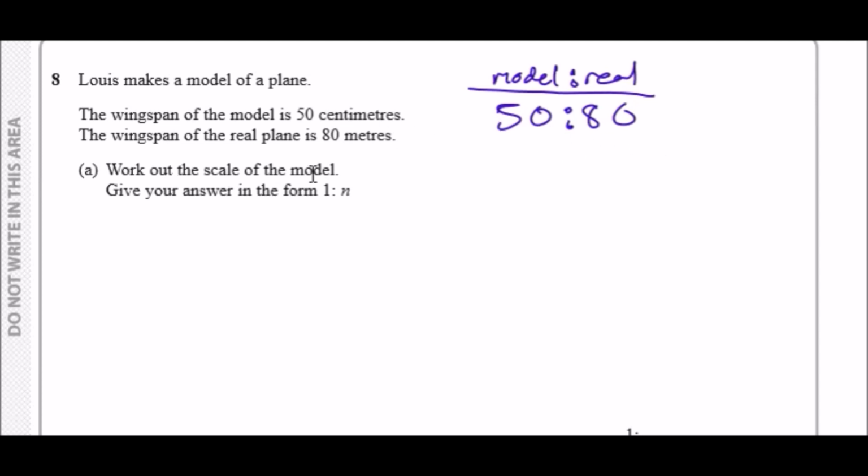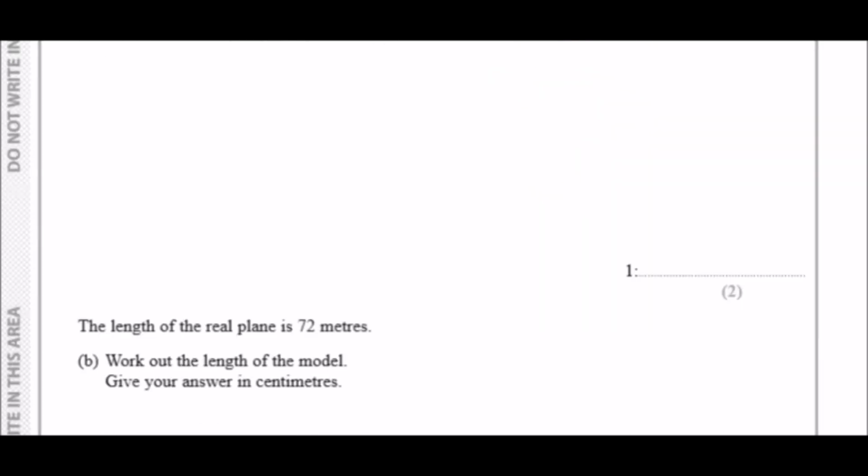Work out the scale of the model. Give your answer from 1 to n. So basically find one unit. To get from 50 to 1, you divide by 50, right? So that means dividing both sides by 50. So 80 over 50 gives you 1.6. So for every centimeter, you get 1.6 meters basically.